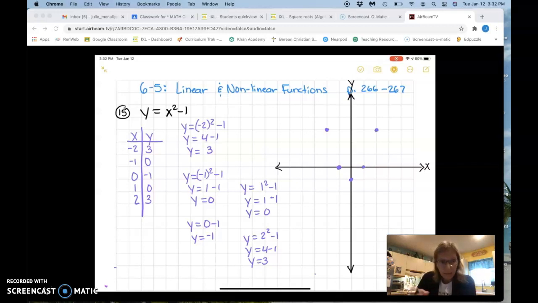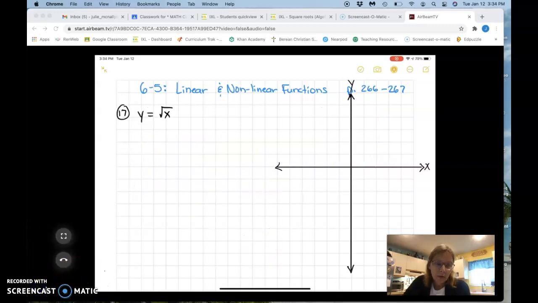So again, we have a parabola, and we know that all parabolas are functions when they're facing up or down, because the x values do not repeat. The y values do, but the x values do not. So it is a function, okay?